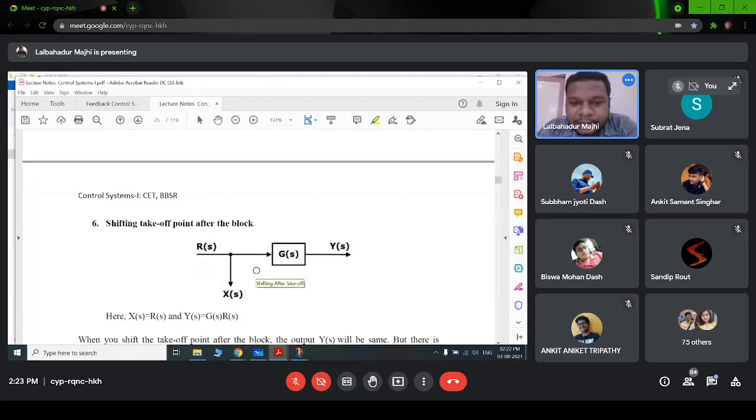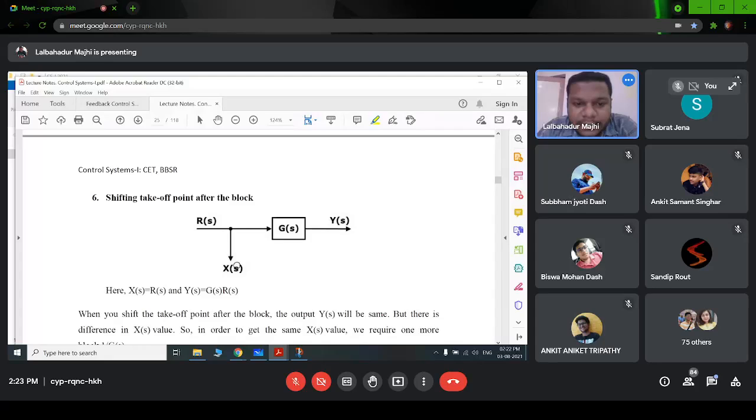Similarly, the take-off point. So take-off point means, let's say this is our x of s, this is our y of s, and this is our r of s. Here this x of s is r of s, because this take-off point is taken from this r of s. That is why this x of s will be equal to this r of s. At a take-off point the signal branches out, and the signal remains the same as the original signal.